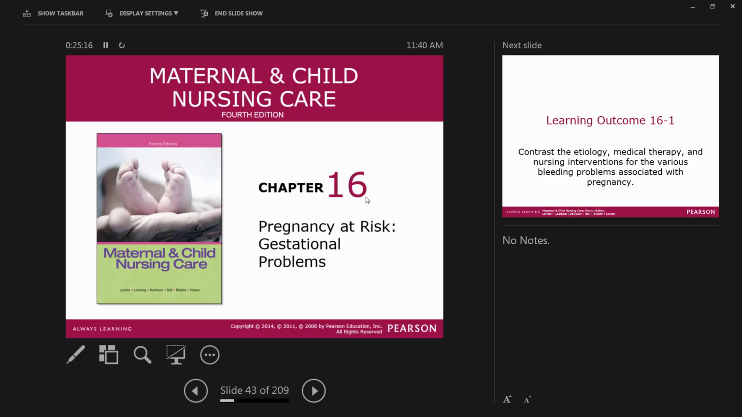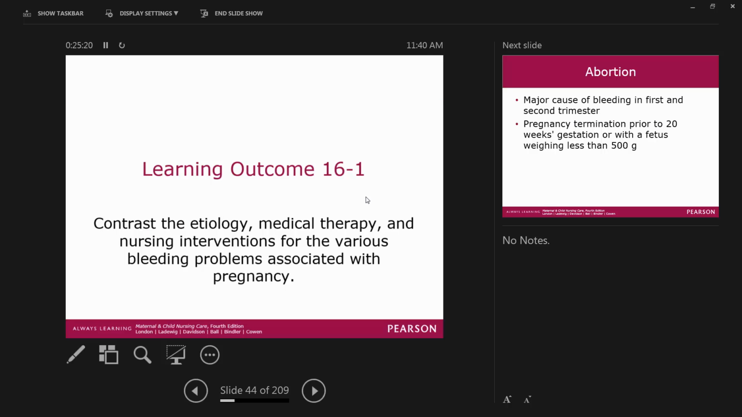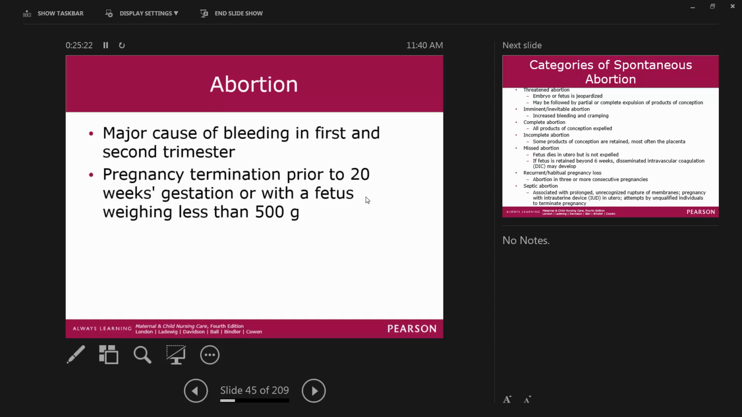Okay. All right. Gestational problems. Now, we've covered abortion before. It's just in here as a reminder. It is the major cause of bleeding. And remember, abortion is any birth that occurs before 20 weeks gestation. Okay?